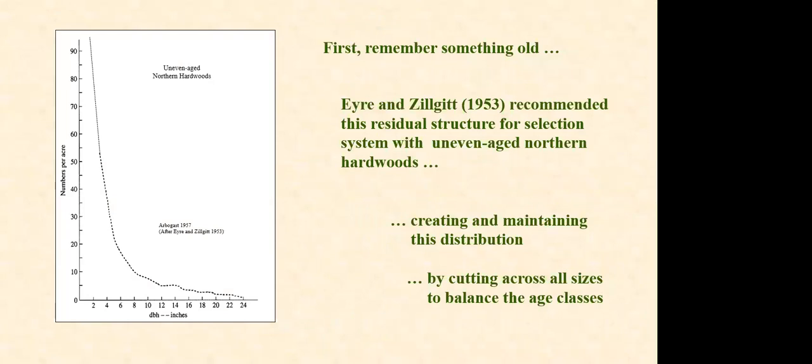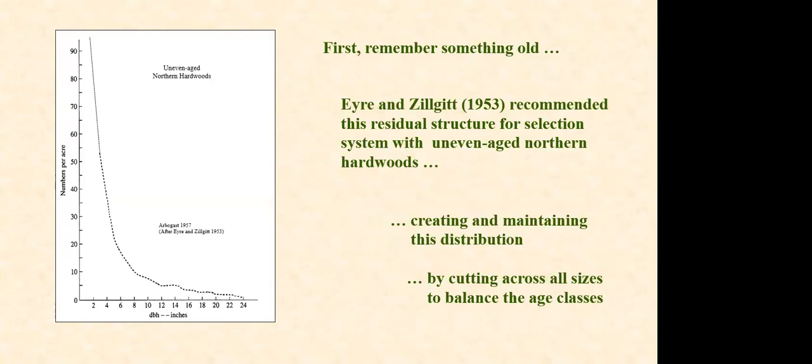Remember something old? If you've dealt with selection system silviculture, you probably have come across the writings of Arnold and Gilbert (Aaron Zilga) from the Upper Lake States, who made the first trials with selection system silviculture in the hardwoods, and then in most community types of North America. And they recommended this residual structure that shows up as a dashed line on the diagram.